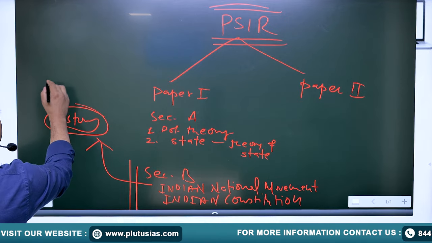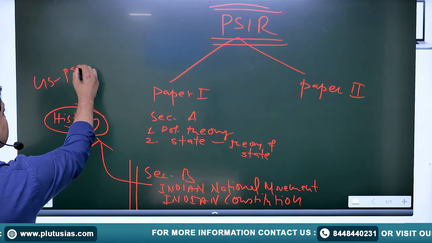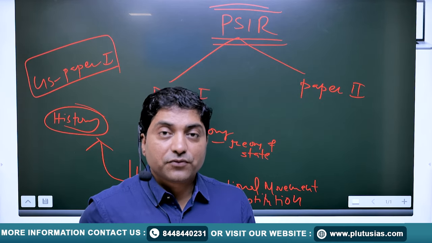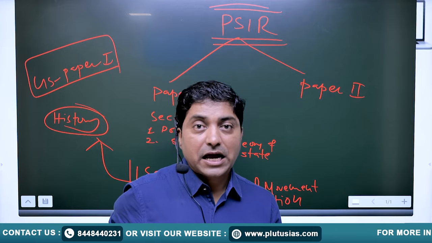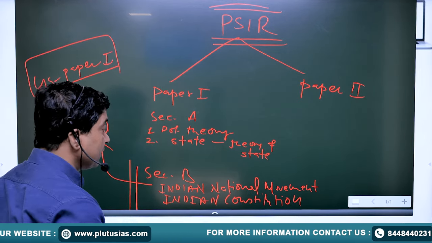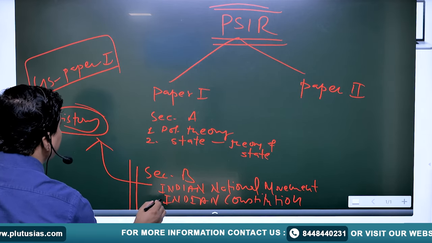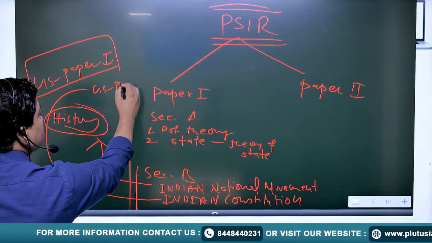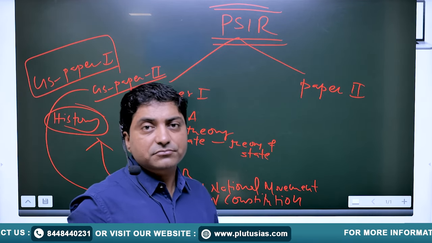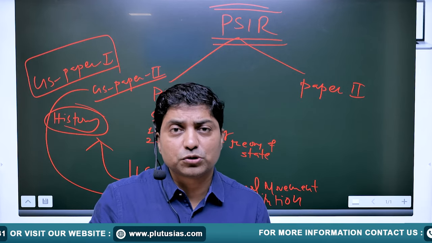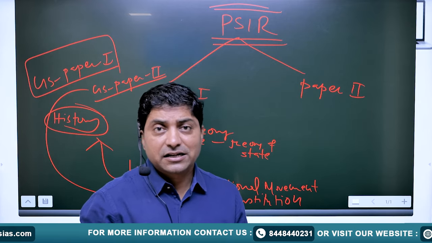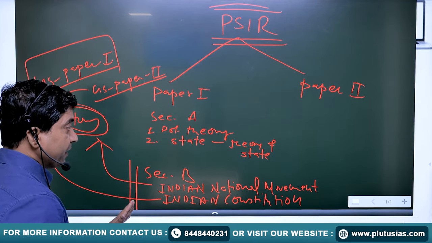If you look at GS paper 1, which includes history, modern history is very crucial for UPSC in mains as well as in prelims. So this will help you in history in GS paper 1. Now the second portion will help you in GS paper 2, which is purely about polity. When you go through PSIR, for example, constitution, social justice, governance, that is covered by section B.